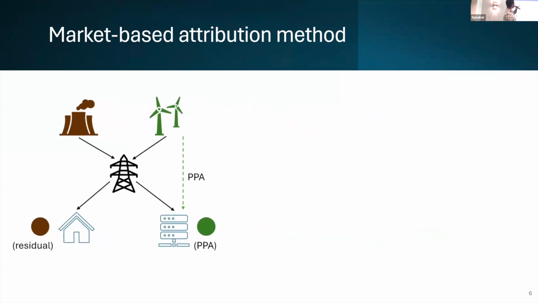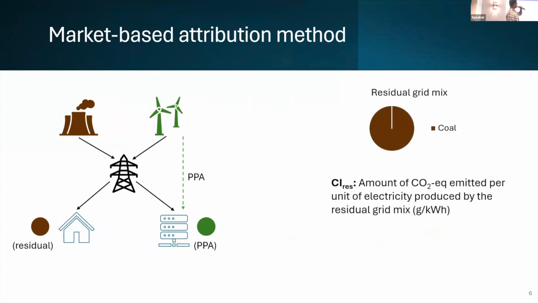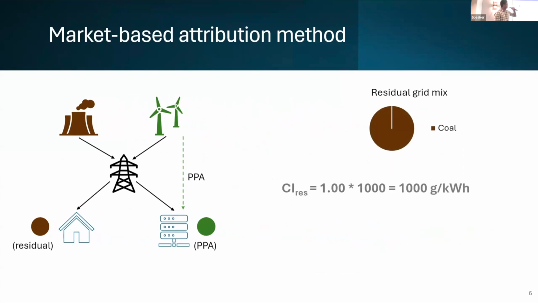So to calculate the carbon intensity for a consumer in the market-based method, first we have to find the residual grid mix. In this case, I've assumed that all the wind is under PPA. So we remove that and get coal, which is the residual grid mix. The carbon intensity of the residual grid mix is just a weighted average of the carbon emitted by all the sources in this residual grid mix. And in this case, it's just 1,000, because it's just coal.